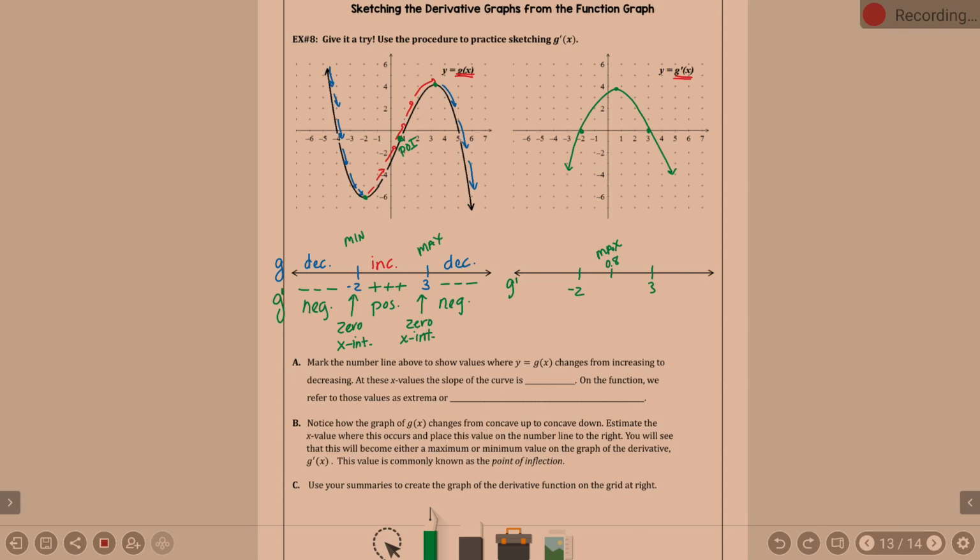Before the point of inflection over here, it was concave up. Notice this is increasing. Over here, concave down. Notice that is decreasing. So that comes from your original g, that this was, I'm going to use CU for concave up, CD for concave down.